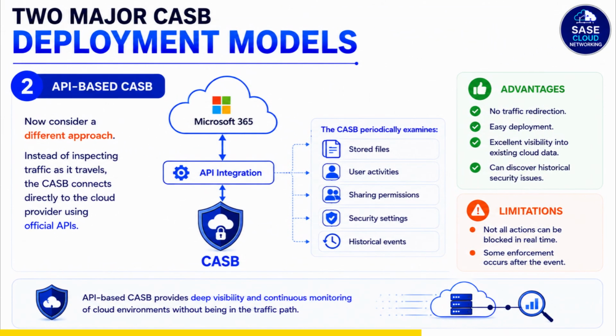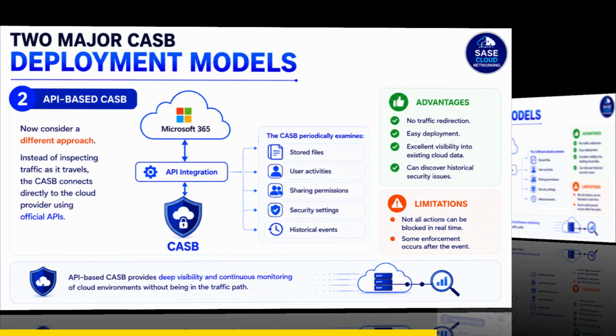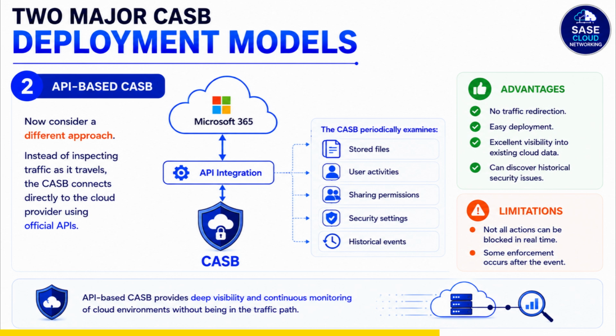2. API-based CASB. Now consider a different approach. Instead of inspecting traffic as it travels, the CASB connects directly to the cloud provider using official APIs. Microsoft 365. API integration. CASB. The CASB periodically examines stored files, user activities, sharing permissions, security settings, and historical events. Advantages. No traffic redirection, easy deployment, excellent visibility into existing cloud data, can discover historical security issues. Limitations. Not all actions can be blocked in real time. Some enforcement occurs after the event.